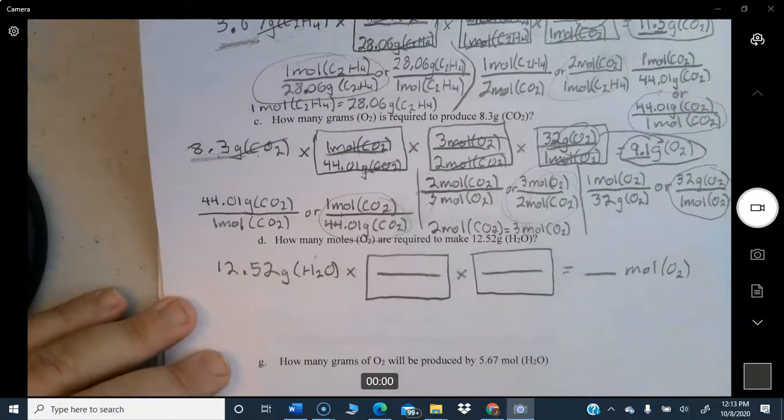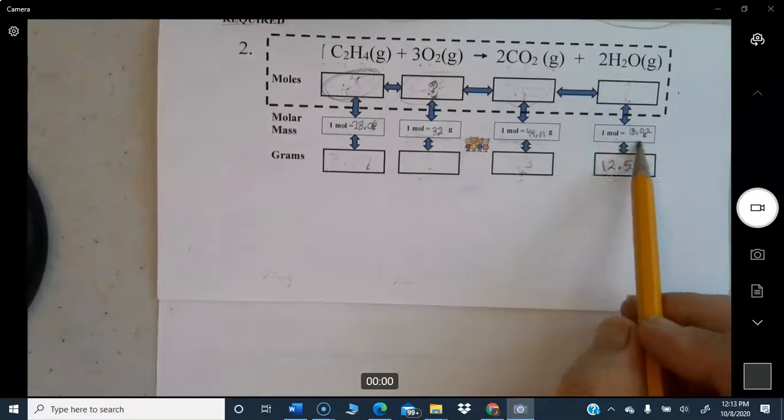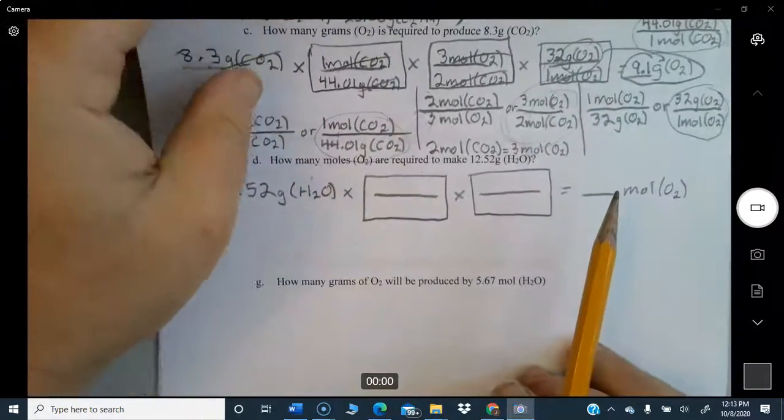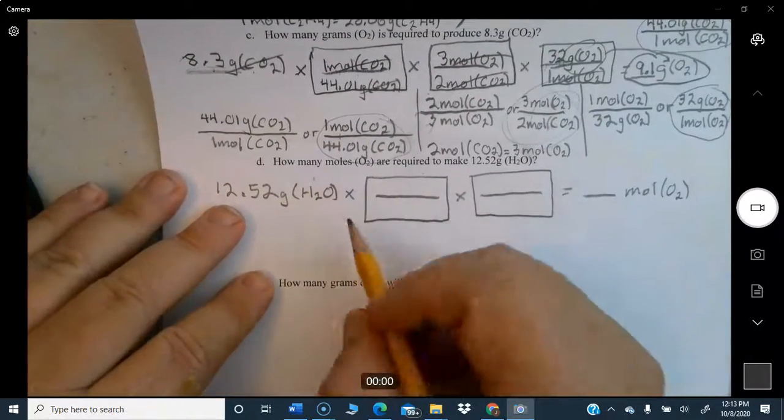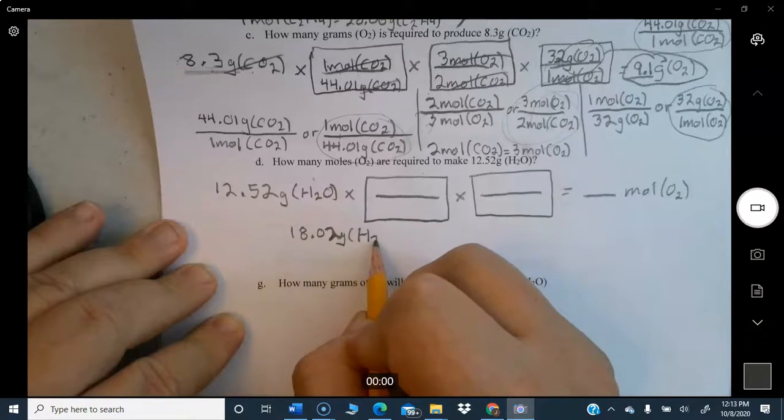All right, so our first conversion is going to be the molar mass of water. It's going from here to here using that. So it's 1 mole for 18.02. At this point, I'll just write ratios. That is a 2.